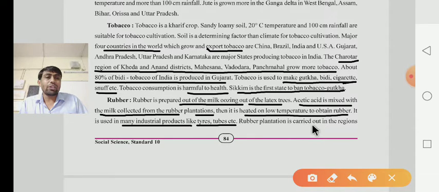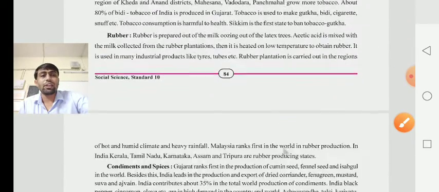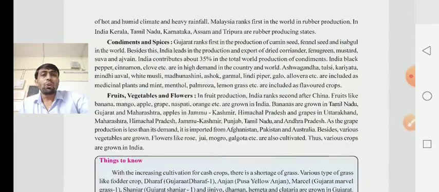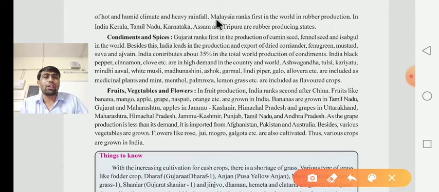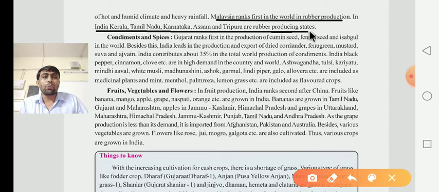Rubber plantation is carried out in regions of hot and humid climate and heavy rainfall. Malaysia ranked first in the world in rubber production. Which nation has the first rank? Malaysia ranked first in the world in rubber production. In India, Kerala, Tamil Nadu, Karnataka, Assam, Tripura are the rubber producing states. These are all the major states producing the maximum rubber.